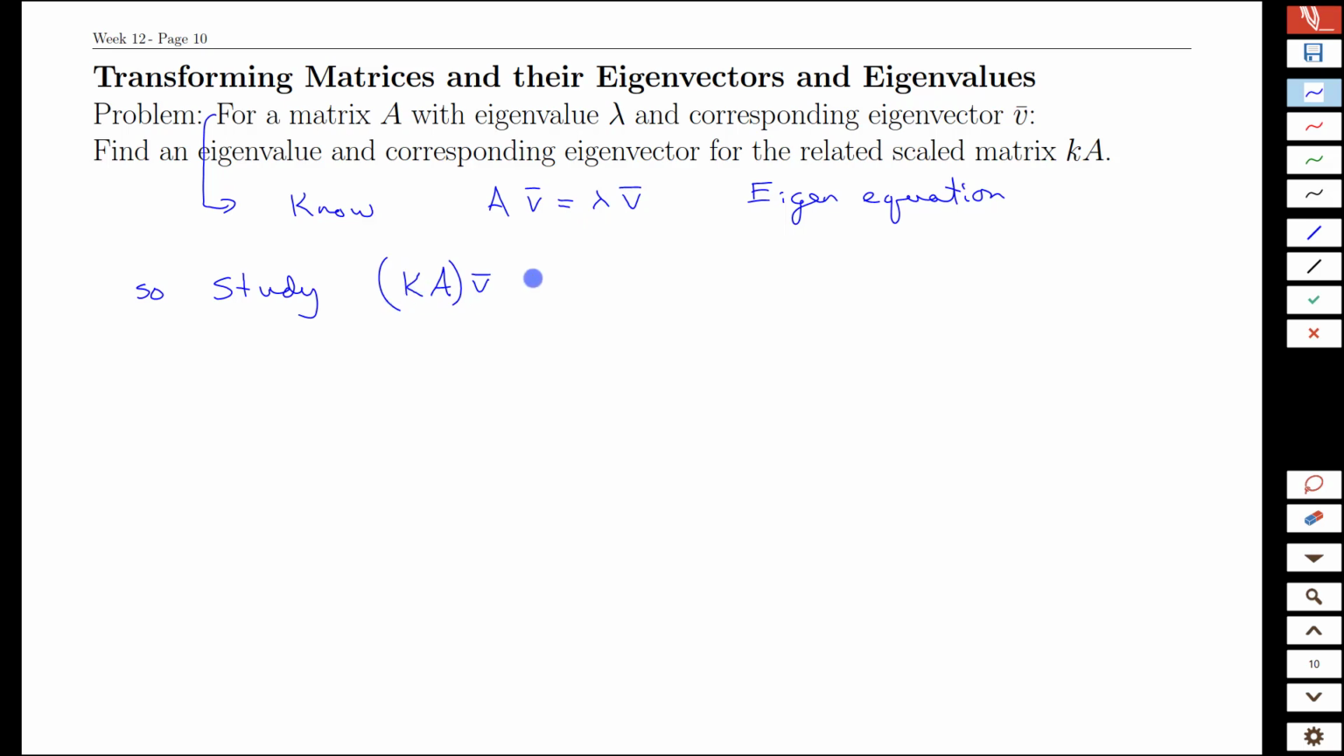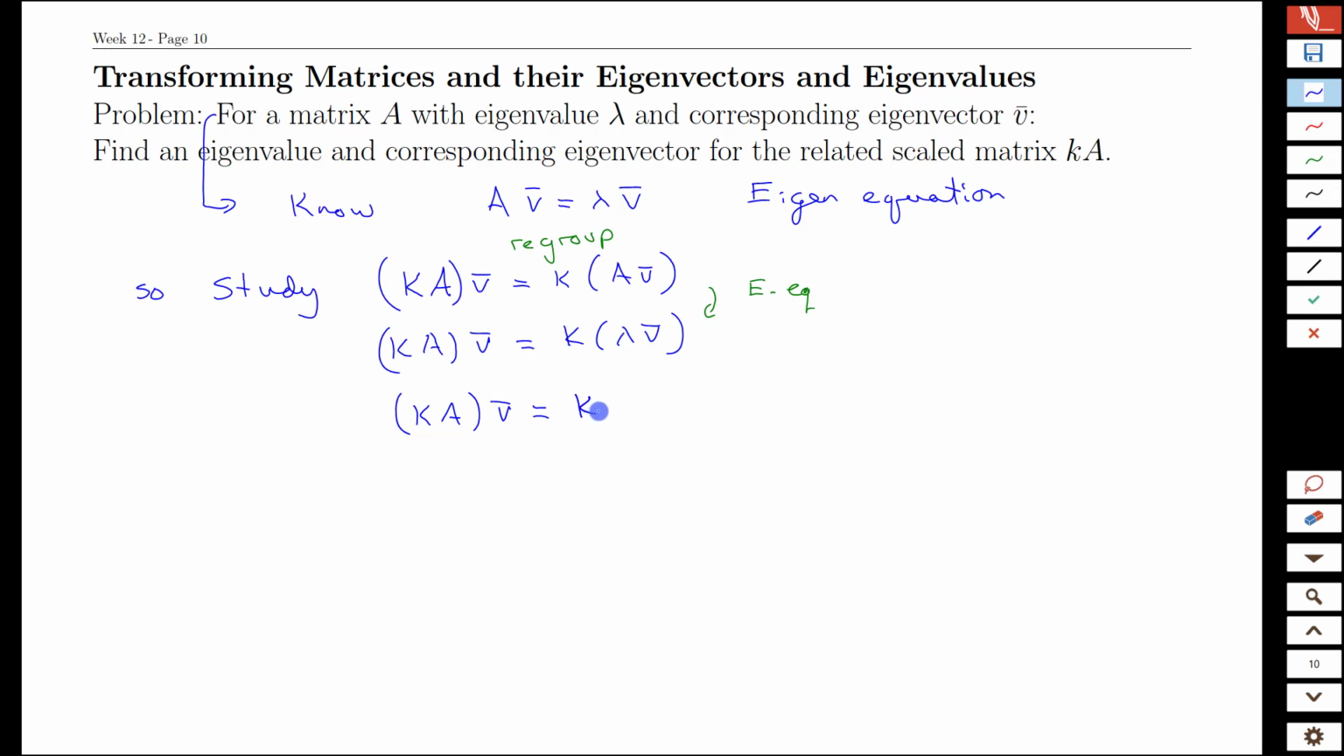Well, fortunately, it turns out nothing really changes because we can regroup this as k times (A times v). That's just regrouping. And then A times v, we know, courtesy of the eigenvalue equation, is lambda times v, the scaling of our vector. And if I write that out on the other side here, k times lambda times v. So what we have here is a new matrix.